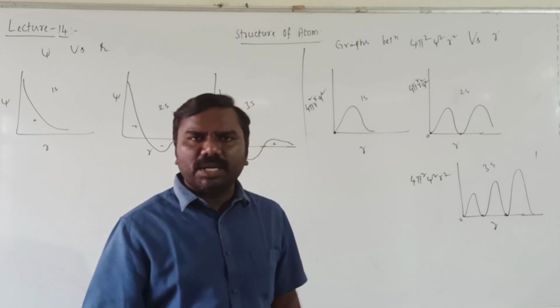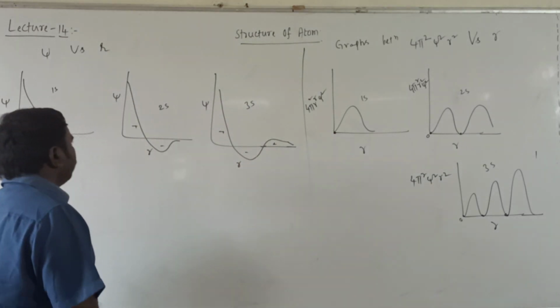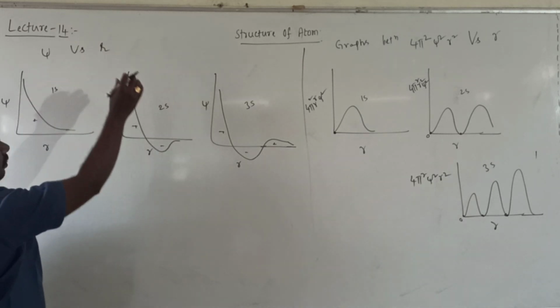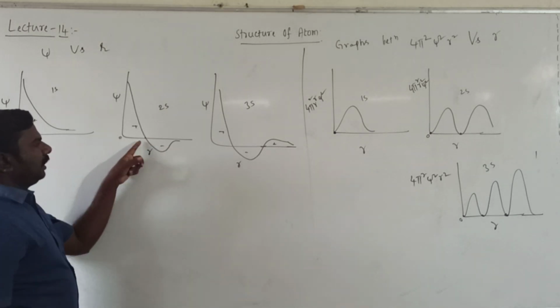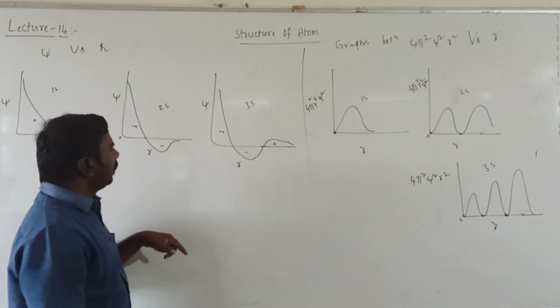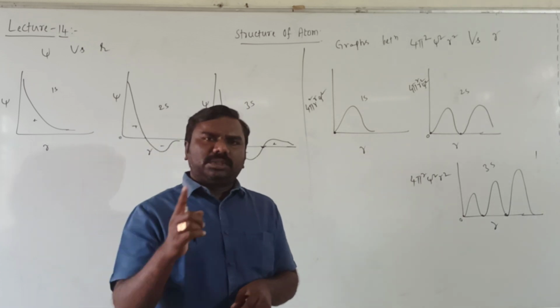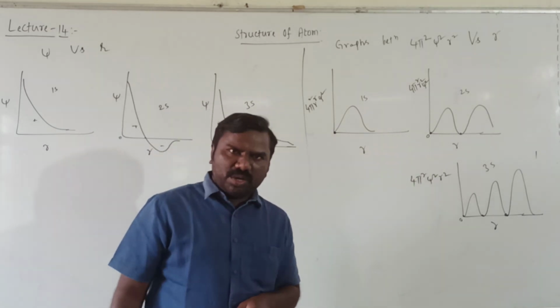Psi square is nothing but the atomic orbital. Now, here no area got 0, maximum probability. This area got 0 probability, that's why node. These 2 points got 0 probability, that's why node.